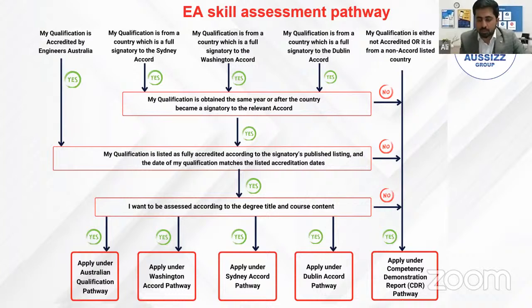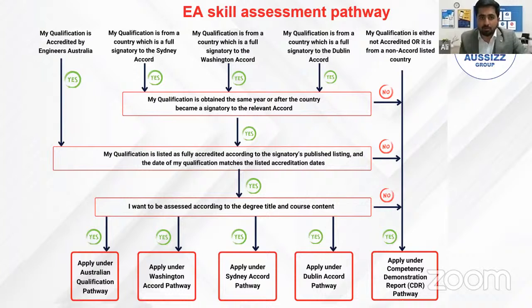Now in the CDR pathway, basically, you have to write three career episodes in which you explain, as per the Engineers Australia requirements, you basically demonstrate that you are an engineer, okay? You have to write three reports. Now that can be based on projects that you have done during your qualification, or during internships, or as part of your work experience. You have to write that generally in 1500 to 2500 words, explaining what project you undertook, what you achieved, and whether you used calculations or diagrams. You have to explain all that in those career episodes.